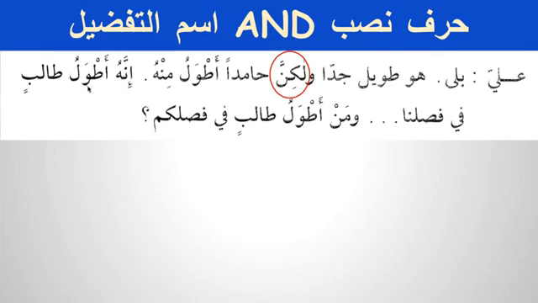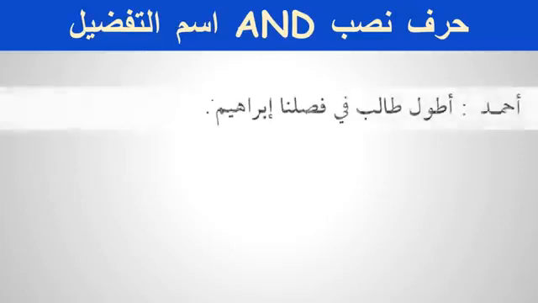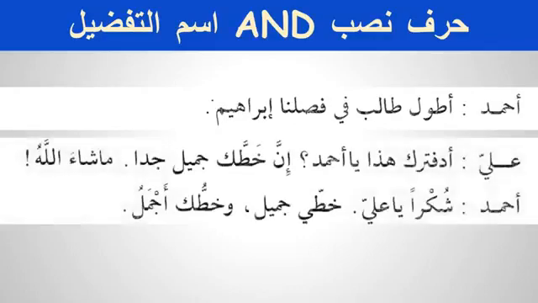So here we will translate as tallest student. Fi faslina, in our class. Waman atwal talibin, and who is the tallest student? See, fi faslikum, in your class. So Ali is asking Ahmed. Ahmed says, Atwal talibin, the tallest student, fi faslina, in our class is Ibrahimu. Ibrahimu is diptote.